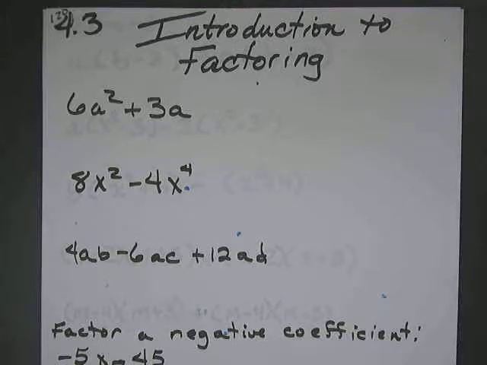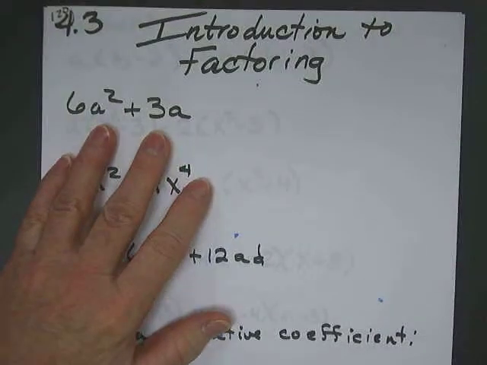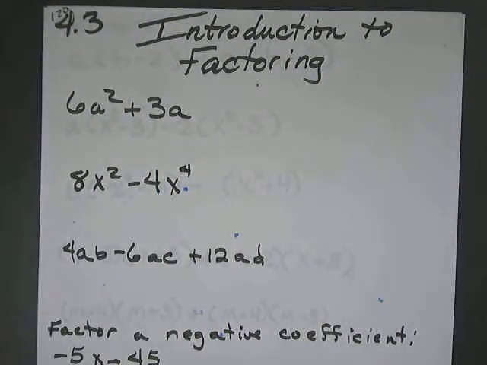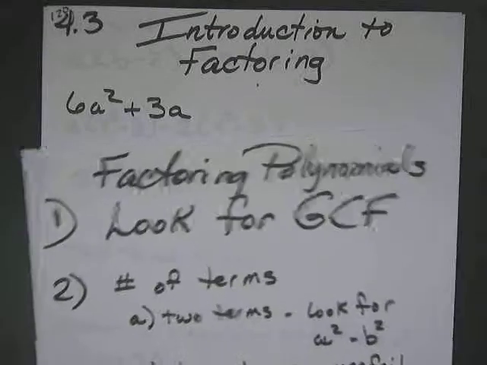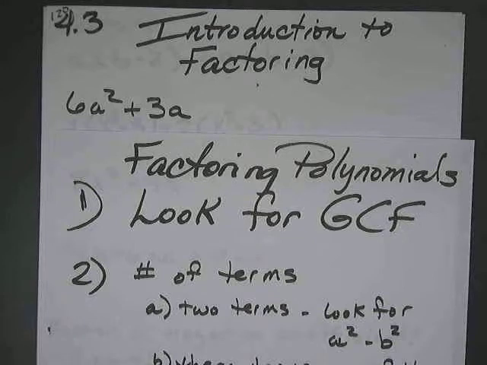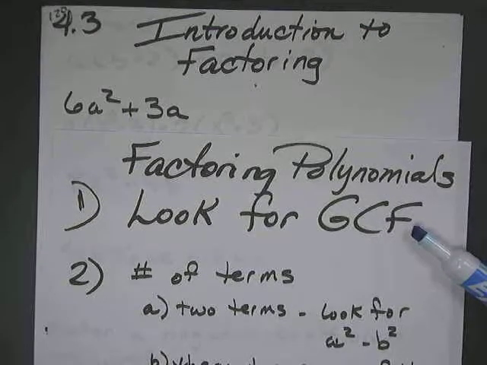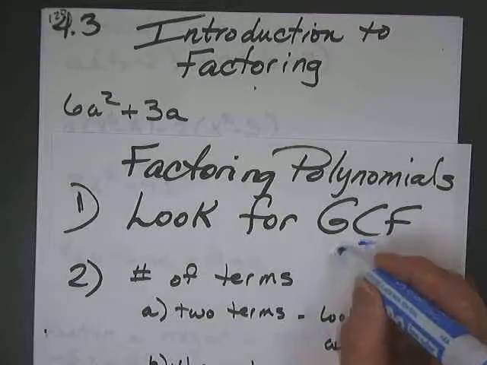Okay, 4.3, Introduction to Factoring. What we do first is we look for what do they have in common. Greatest common factor. Okay? First thing we look for is the greatest common factor. That's what do all of the terms have in common. The C is common.